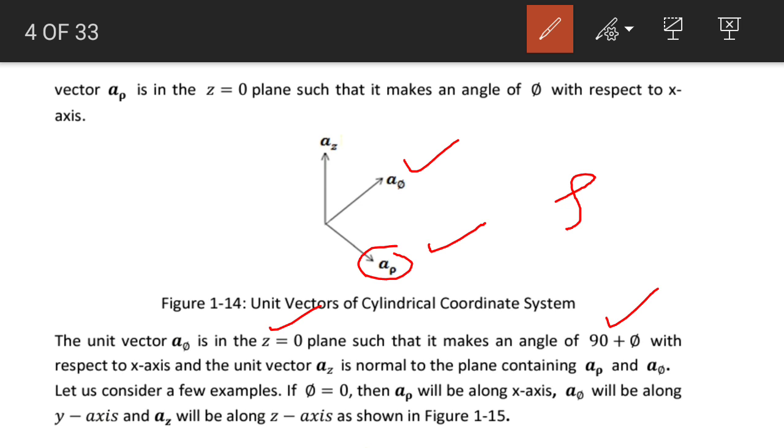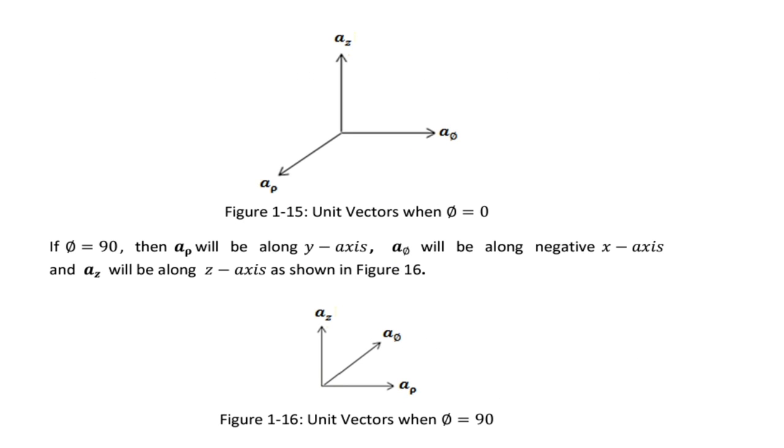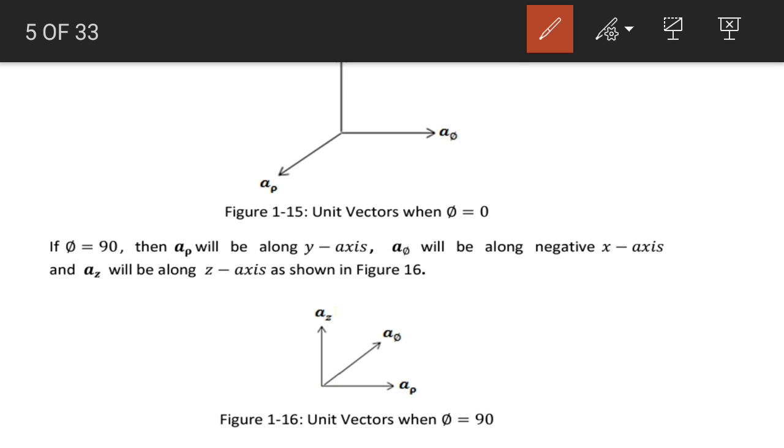And then the unit vector az will be along z-axis. In other words, the unit vector az will be normal to the plane containing a rho and a phi. So basically, the location of these two unit vectors depends upon the angle phi. In order to understand the location of these three unit vectors, let us consider two simple examples. Let us consider this particular example. In this particular example, we assume that phi is 0.